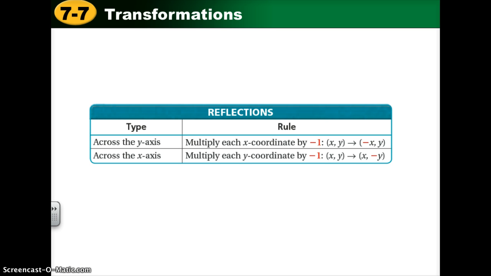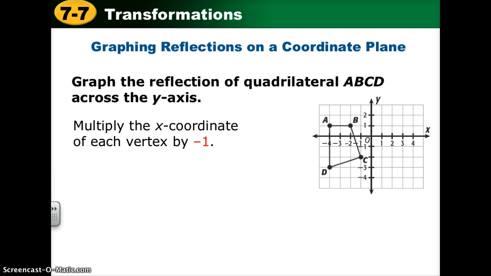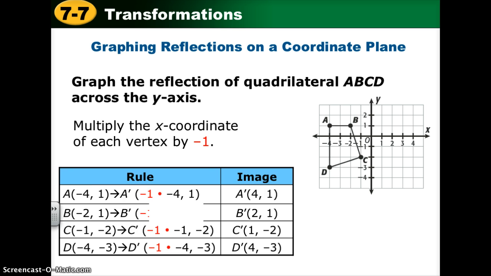When we reflect across the x-axis, it would be the opposite of that. We would multiply each y-coordinate by -1. So let's graph the reflection of quadrilateral ABCD across the y-axis. First we need to know all of our points, and then we're going to multiply the x-coordinates of all of them by -1. So we write down all of our original ordered pairs, multiply the x's by -1, and we have our new image points. When we go to graph those, you'll see that it's been reflected. It's almost as if we folded on the y-axis and imprinted it on the opposite side.